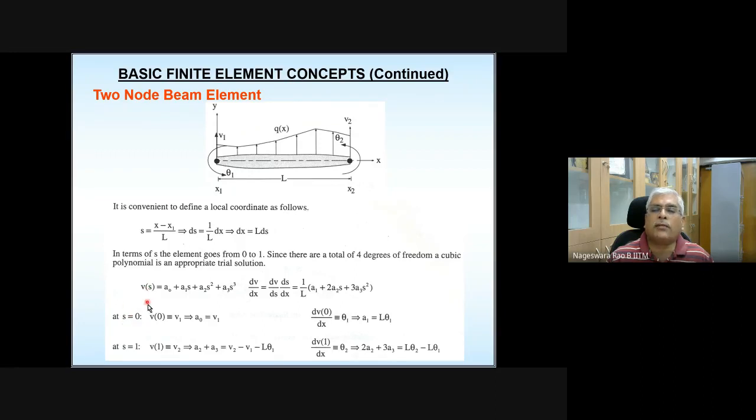V as a function of S. What is the polynomial I need to select? I need to select a polynomial having 4 coefficients. I cannot skip the lower order basis terms in the basis function. So the polynomial that I'm choosing is A0 plus A1 S, A2 S square, A3 S cube. Take a note of this polynomial.